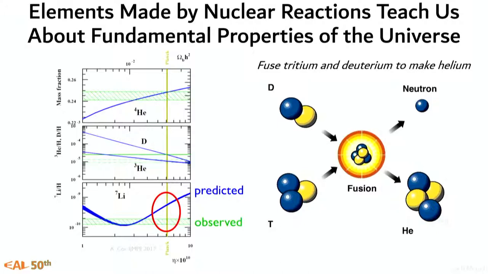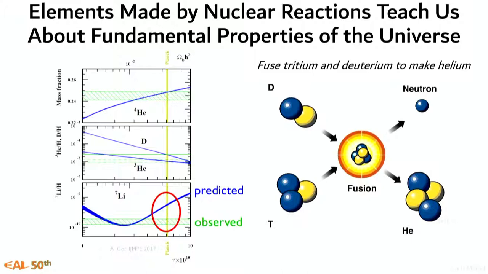So the elements made by these nuclear reactions teach us about fundamental properties of the universe. In a sense, you can learn a little bit about the shape of the universe, you can learn about how many so-called baryons you had. There's many interesting things you can learn about the state of the universe a long time ago. But you need to understand the nuclear reactions that went into this process. And there are several interesting problems. For instance, one of them has to do with the amount of lithium that you see early in the universe.